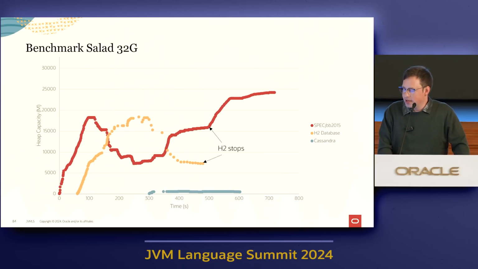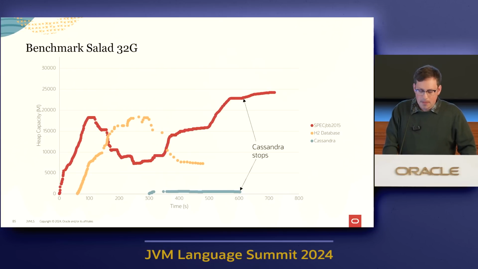And you get to a point here where the H2 application stops, and you can see then that SpecJBB 2015 starts increasing its heap size because there's more memory available on the machine. And eventually the Cassandra application stops as well, and the SpecJBB 2015 instance is able to recover to its normal operation. And you see that you get back to that 25 gigabyte mark that we had before.